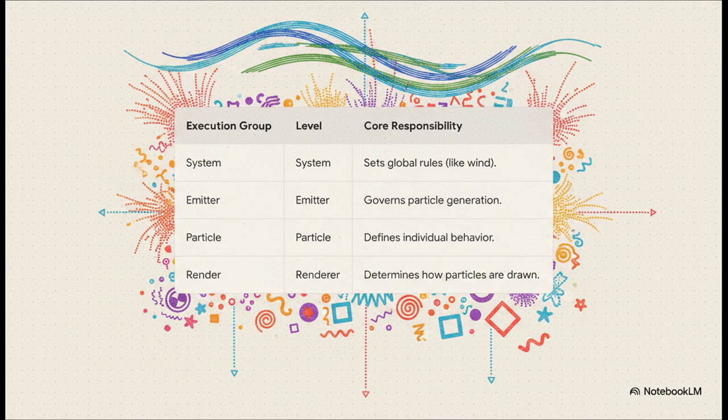Everything flows from the top down. It starts at the system level for big global rules. Think wind that affects everything. Then it goes to the emitter to figure out how many particles to create. After that, it updates what every single particle is doing, its speed, its color. And finally, it tells the renderer how to actually draw it all on your screen.